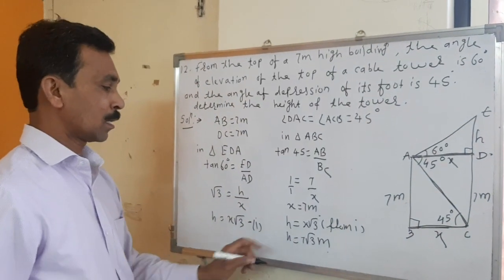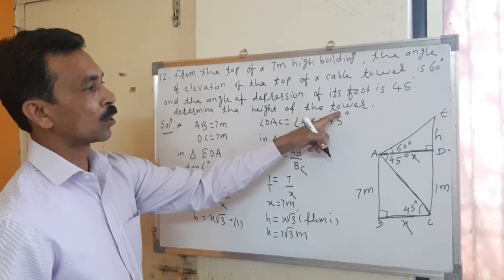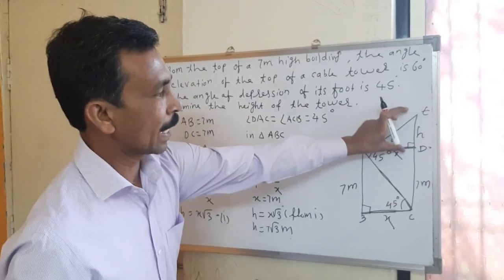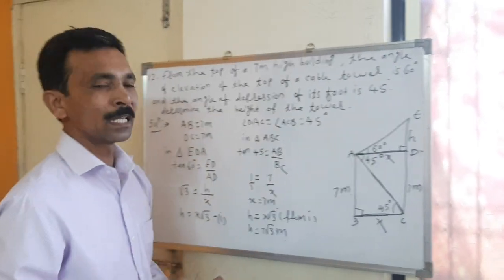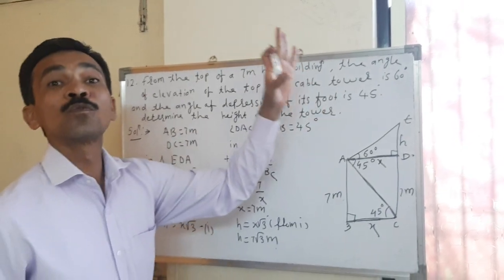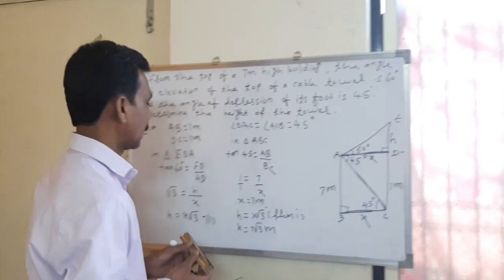But this is not the final answer. The question is determine the height of the tower. The tower is the full AC. This H is only the height of the cable tower part. We have to find the height of the full tower. Height of the full tower. Then what to do? Right?